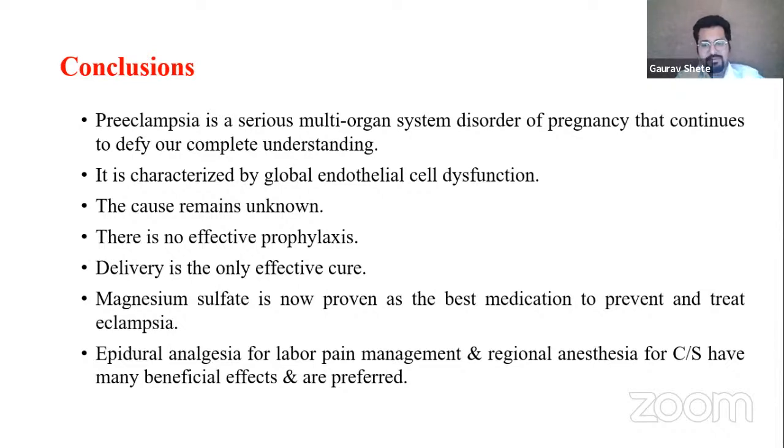Magnesium sulfate is now proven to be the best medication to prevent and treat eclampsia, because it is basically for both mother and fetus. It stabilizes the neurons. Epidural analgesia for pain management, beneficial effects have been seen, and it is preferred.